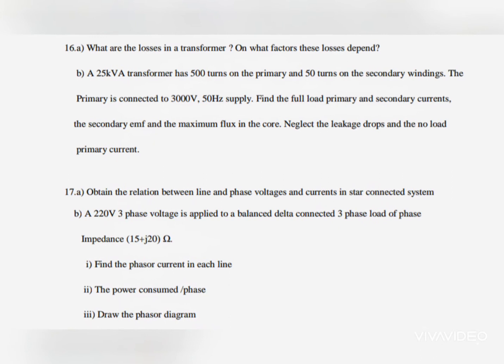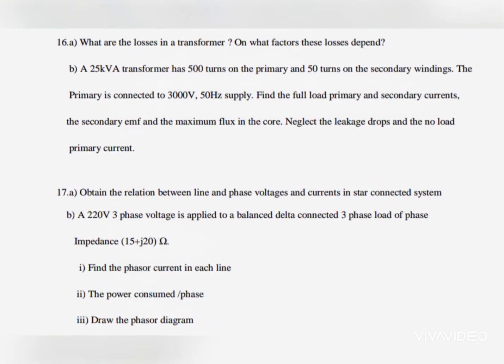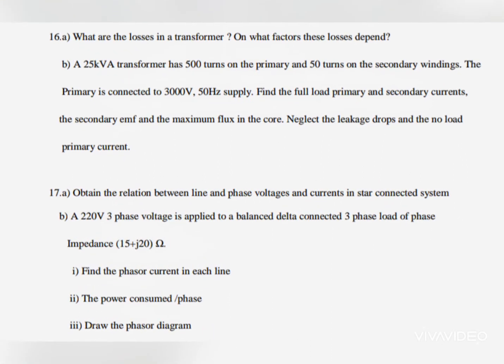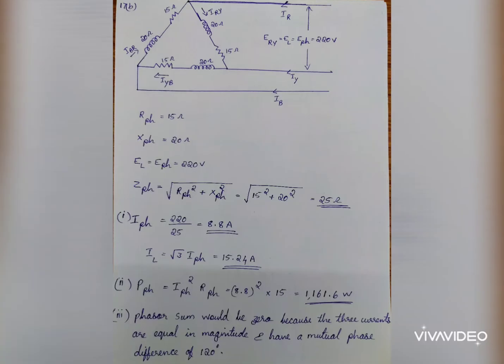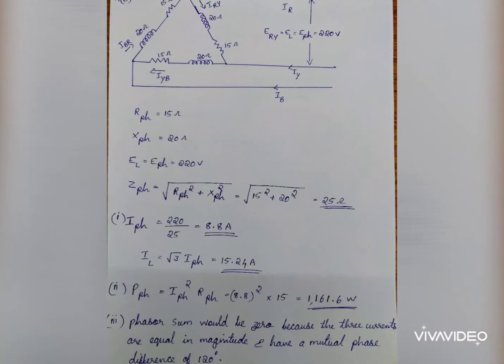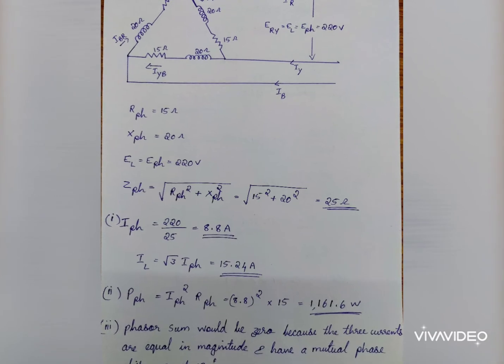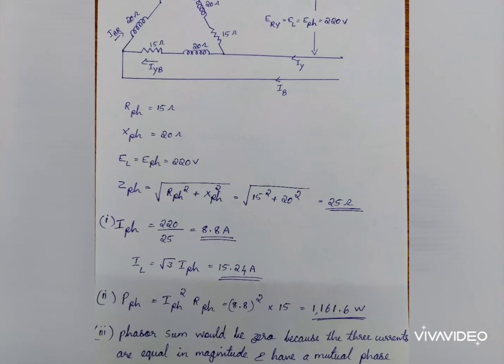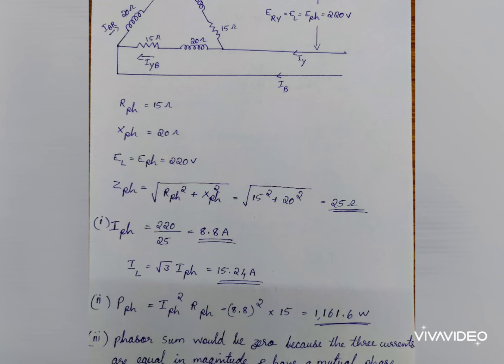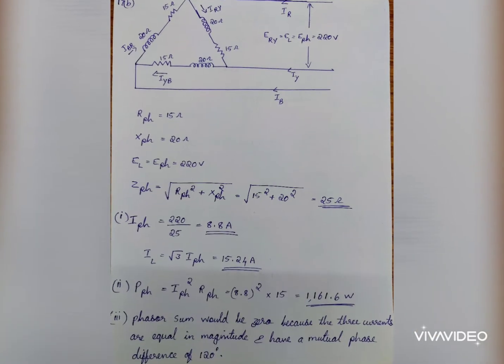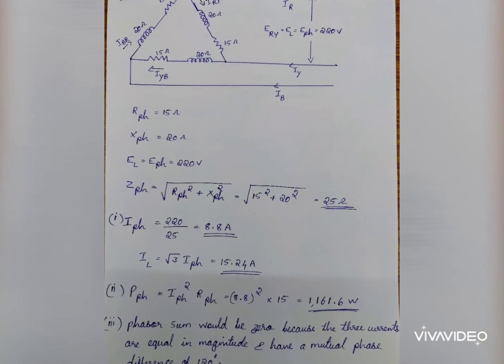So here R phase is equal to 15 ohm, X phase is equal to 20 ohm, and EL is equal to E phase is equal to 220 volt. Then Z phase is equal to root of R phase square plus X phase square, that is equal to, you will get it as 25 ohm.